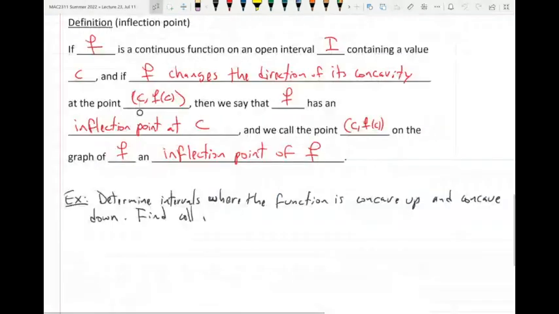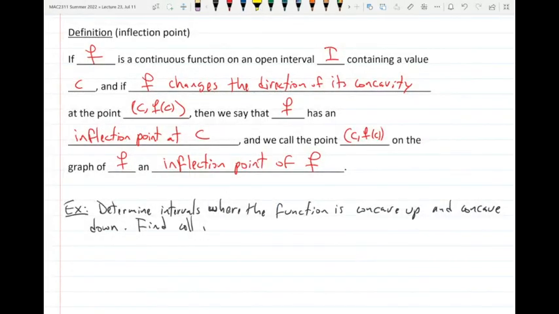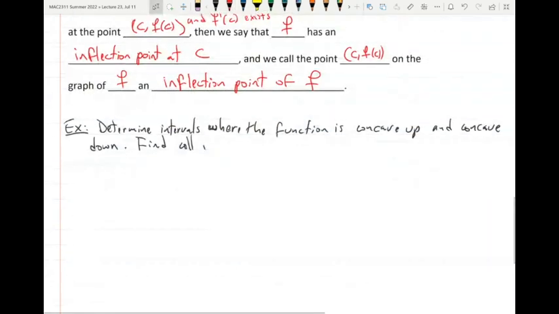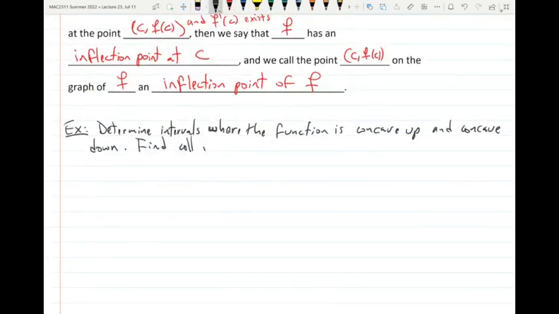All right. So what I want to say here is I should throw in somewhere that f prime of c must be defined. So if f is a continuous function on an interval I containing c, and you change the direction of its concavity at this point, and f prime of c exists, in other words, you can talk about slope at this point for the function. That's what this little line means. Then we have an inflection point, etc., etc. Okay, so determine intervals where the function is concave up and concave down. Find all inflection points.